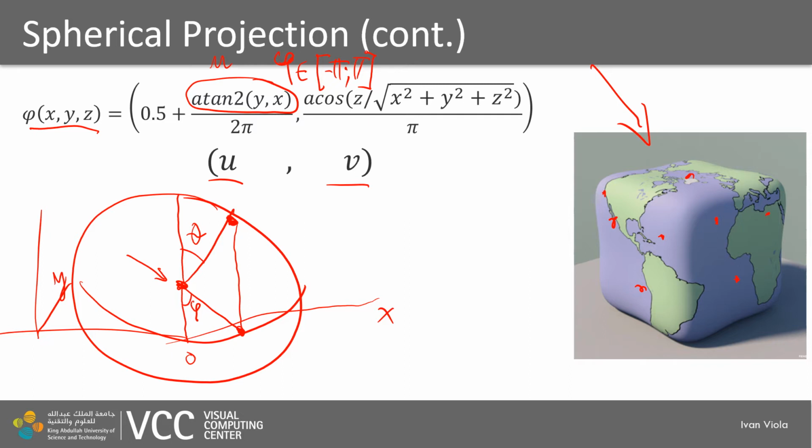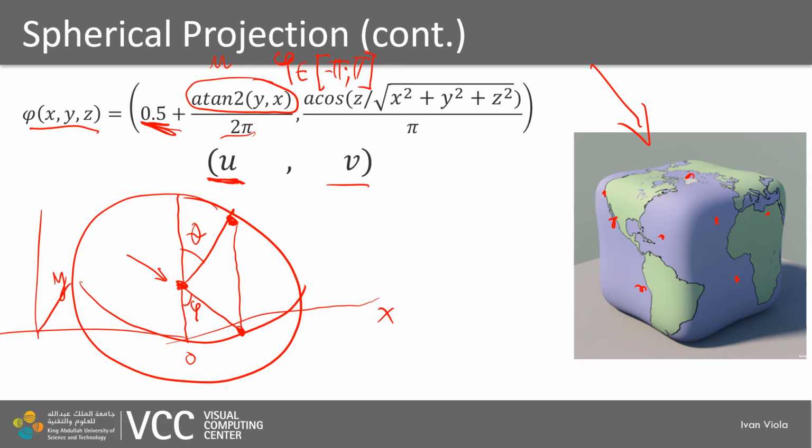So we are scaling the phi with the 2 pi, which will bring the values from minus 0.5 to plus 0.5. This will now be the outcome of the fraction. And if we add 0.5 to it, our interval from minus 0.5 to 0.5 will change to the desired 0 to 1. So this is how the first coordinate, the u coordinate, can be defined.